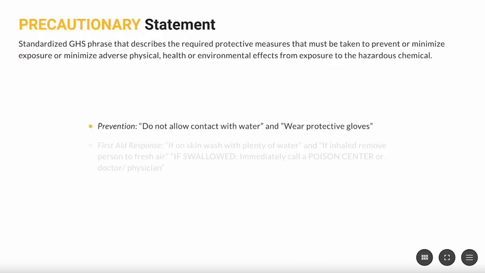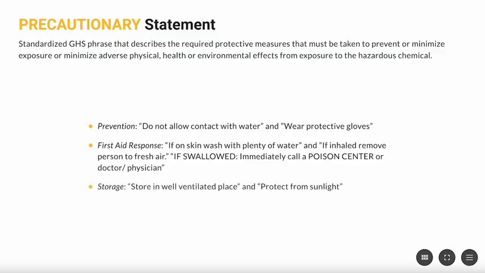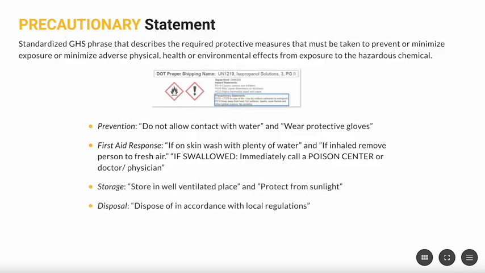Precautionary statements are standardized phrases that describe the recommended or required measures to minimize or prevent adverse effects resulting from exposure to or improper storage and handling of a hazardous chemical. These statements are directly related to the hazard statements assigned to a chemical and provide guidance on how to minimize or prevent the identified hazards.